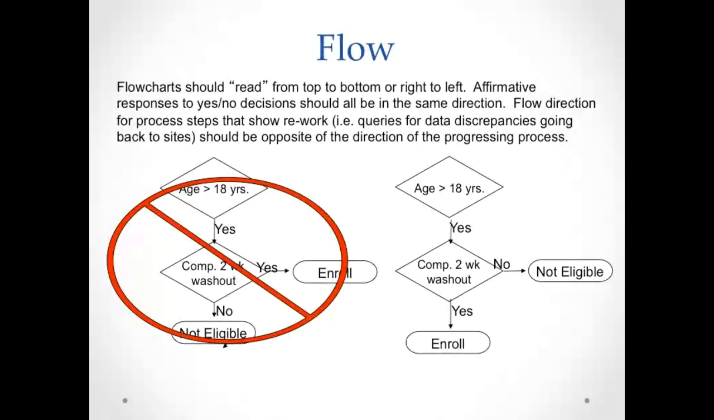So you always want to make sure that forward progress is either top to bottom or left to right, and then backward process like rework, like if you detect an error and you have to go back and correct the error, would go in the reverse direction, because it's rework in a process, as opposed to flow that progresses the process further along. So you always want to keep your flow going in the right direction on the diagrams.